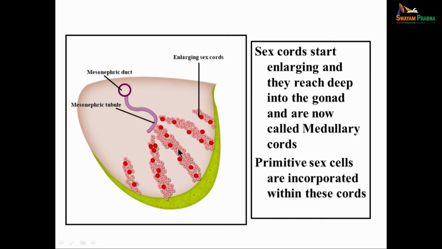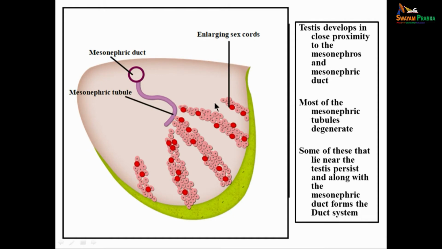Now, the sex cords start enlarging and they reach deep into the gonad and are now called medullary cords. The primitive sex cells which are coming into this region are incorporated within these cords. So, this is the developing area of the testis. The testis develops in close proximity to the mesonephros and the mesonephric duct. Most of the mesonephric tubules degenerate. Some of these that lie near the testis persist, and along with the mesonephric duct forms the duct system.